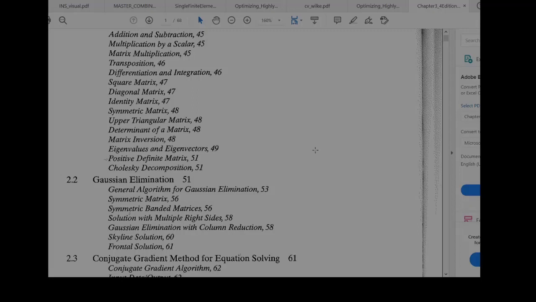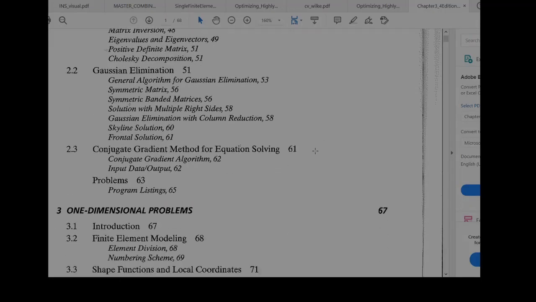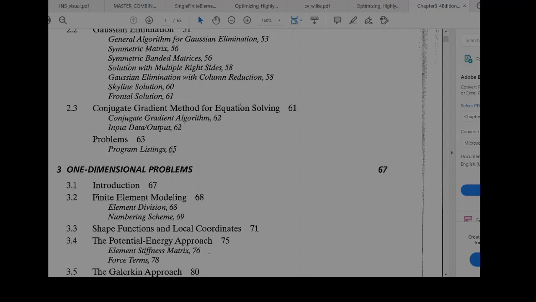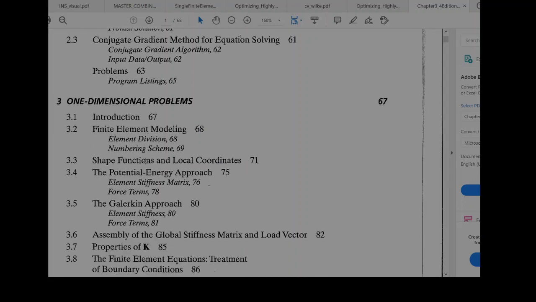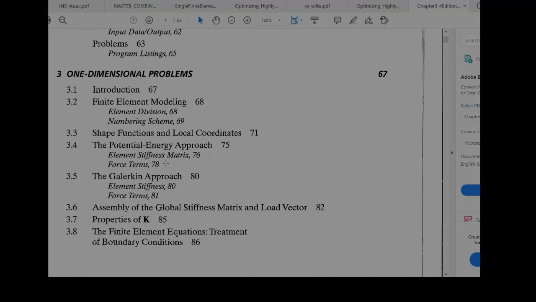Great, so what I want to do now is just to show you more or less where we are now in the book. We're in chapter 3 for the one-dimensional problems. What we've looked at, in yesterday's videos and finishing off with the first video this morning, is essentially the assembly of the stiffness matrix and the load vector.